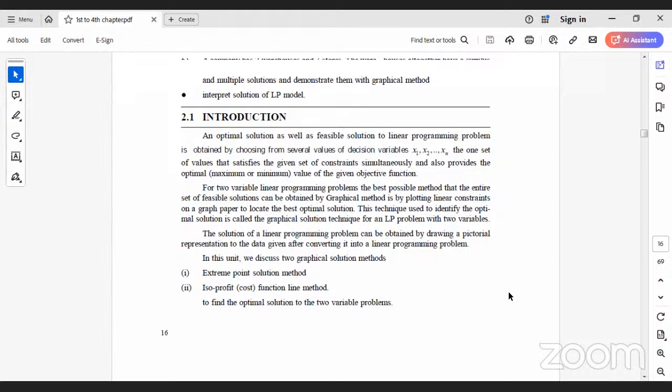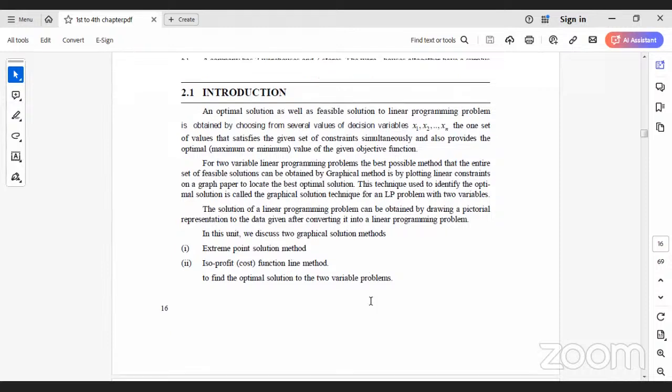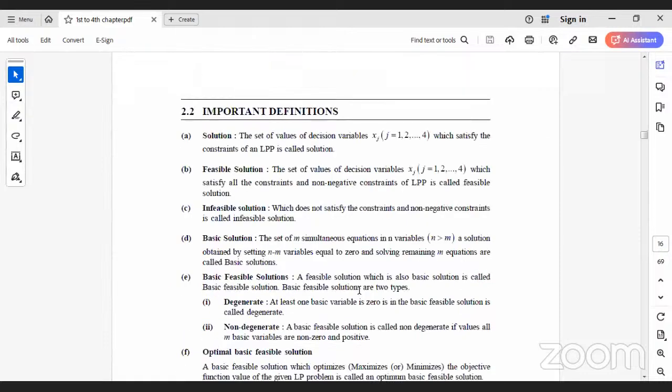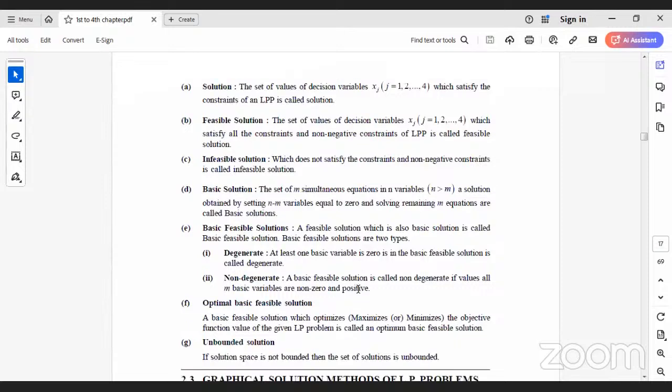What are the two variables, Komal? X and Y or anything? Yes, very good. So the solution of the linear programming problem can be obtained by drawing a graphical representation after converting to a linear programming problem. In this unit, the extreme point solution method and the isoprofit function line method are used to find the optimal solution. So these are important definitions they will ask in the examination.